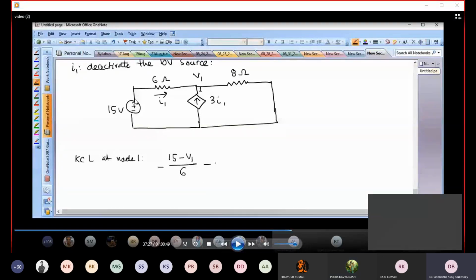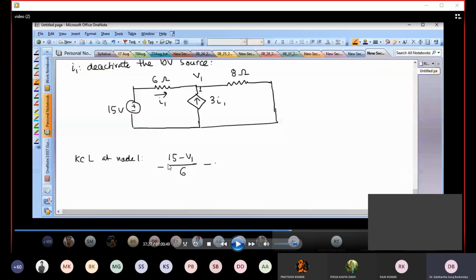Okay, 15 minus V1 by 6. Here what I'm doing is I'm writing 15 minus V1 by 6. That is the current moving towards node 1, right? Because 15 has to be a higher potential, and V1 is a lower potential. That's the assumption. So 15 minus V1 by 6 is the current flowing through the 6 ohm resistor in the direction of node 1. So it's flowing into node 1. That's why I'm writing it that way.